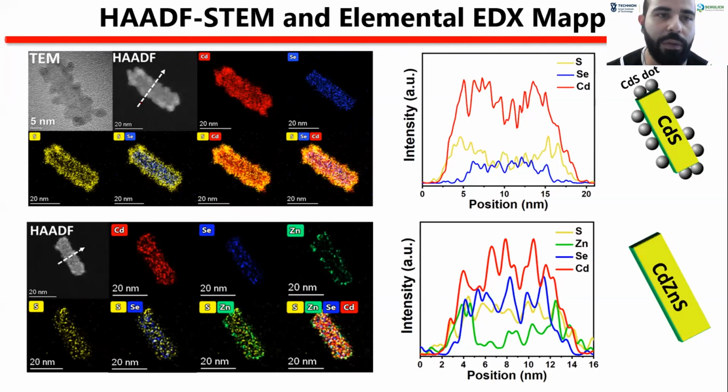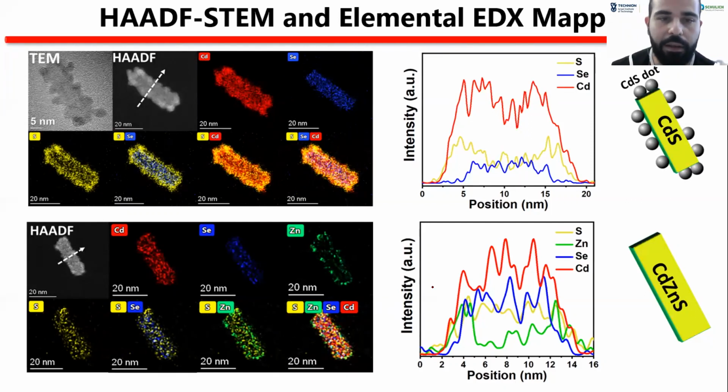Basically we stretch a line in the STEM and do elemental EDX mapping. By this mapping, we concluded that we have this structure as we see here, which is cadmium selenide in green and a cadmium sulfur layer as a shell, and in the surrounding, as you see here, we have cadmium sulfur dots. So these dots here are cadmium and sulfur.